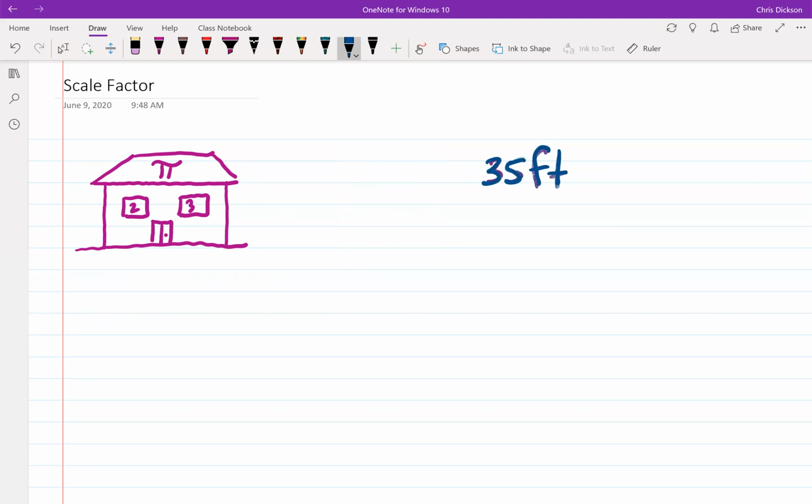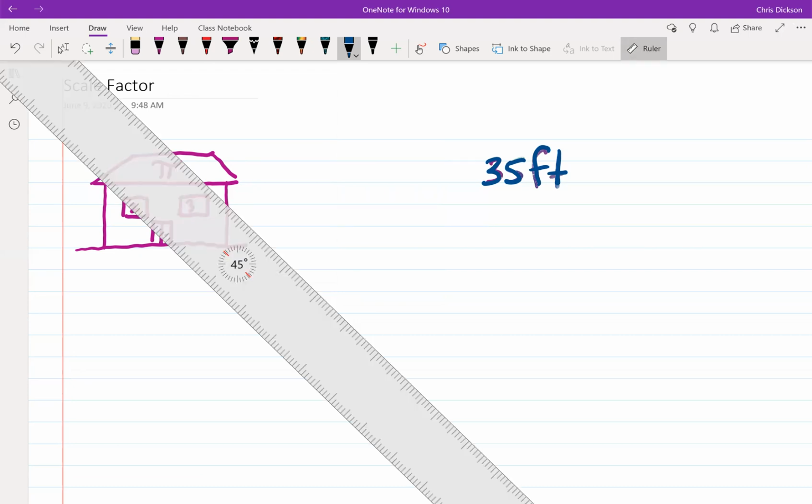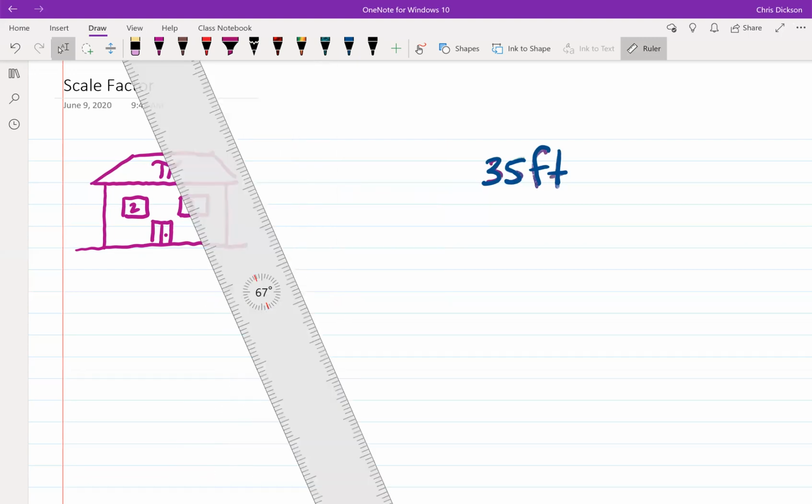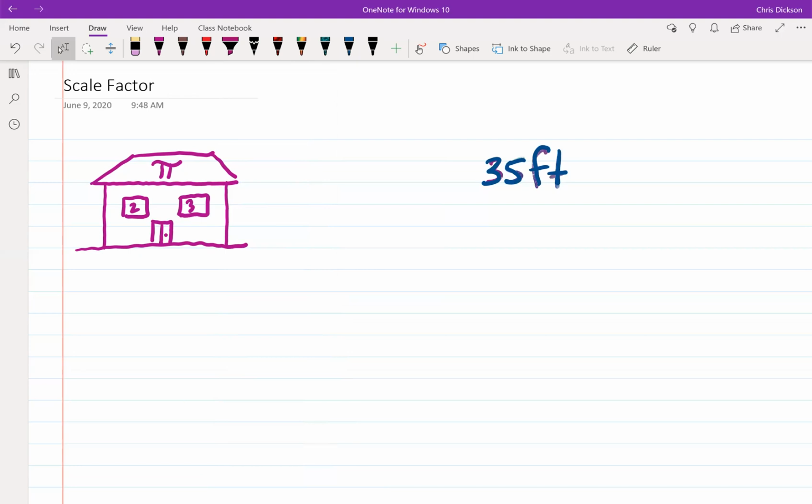And you're kind of like, well, you know what? Obviously, that picture is not 35 feet tall. I can tell that pretty quick. But if I took my ruler and measured how tall this thing was, let's say on the ruler you figured out that this distance in the picture was 1.5 inches.